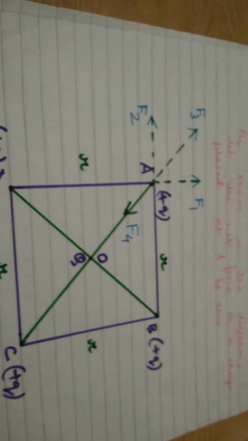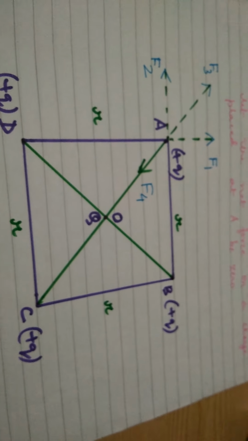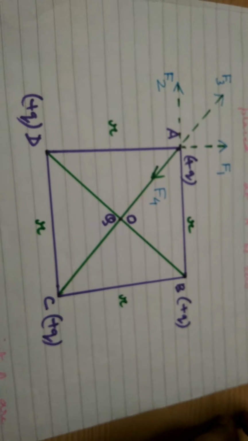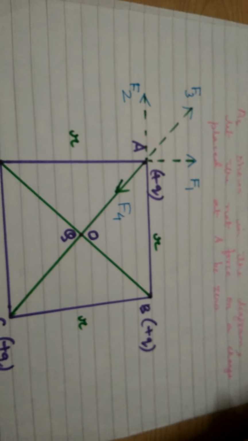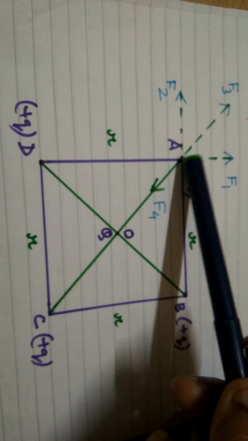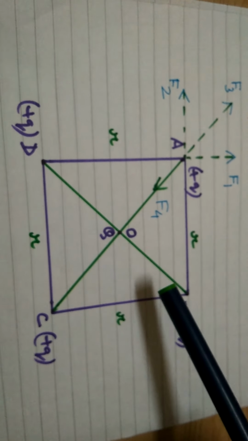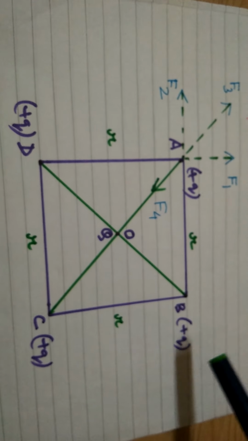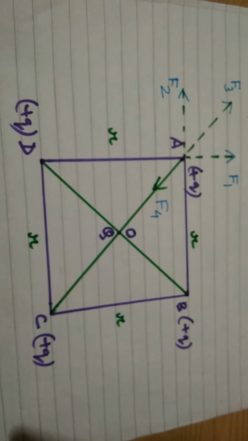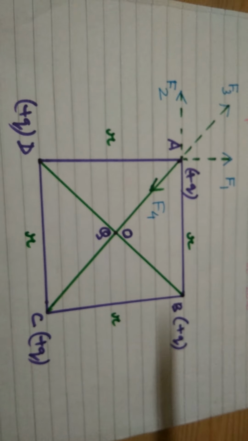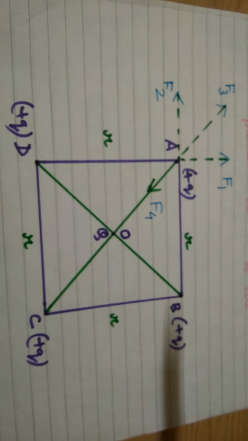So if we represent it in a diagram, this is how the diagram looks. Four corners A, B, C, D. Charge of plus q placed at each corner. Unknown charge capital Q, which is to be placed at the center at the point O.